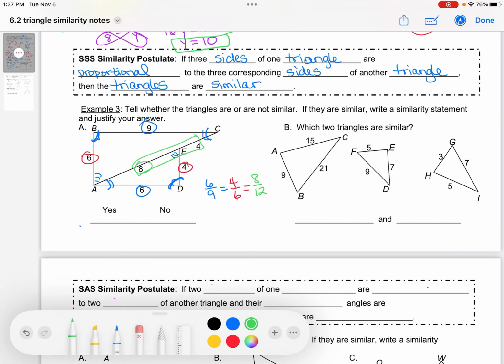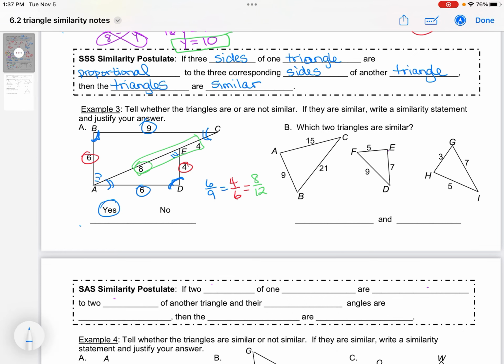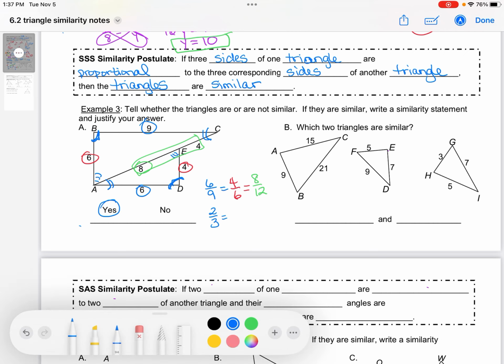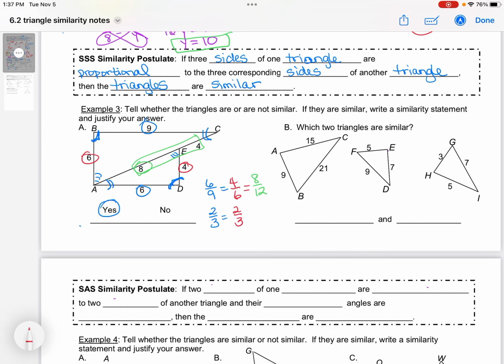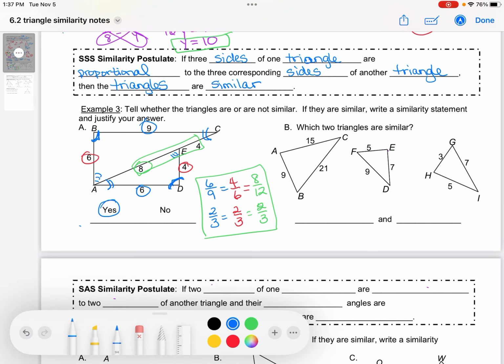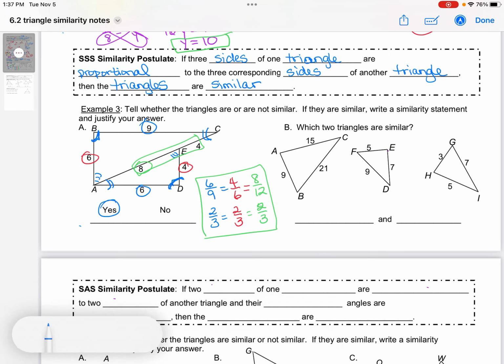So the answer is yes, because if I simplify, if I divide by 3, I get 2 over 3. If I divide by 2, I get 2 over 3. If I divide by 4, I get 2 over 3. So they all end up being the same ratio, 2/3. Okay, we're finding the two triangles that are similar. So let's make sure we're doing matching angles.